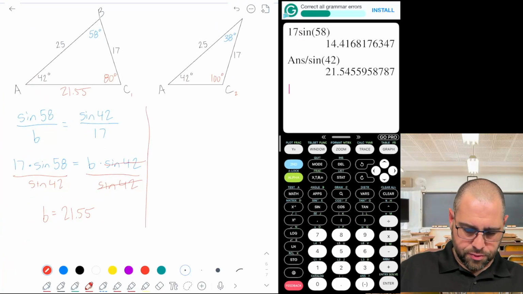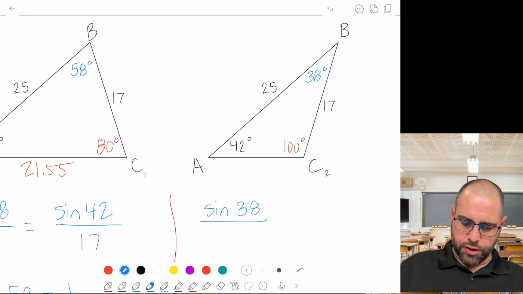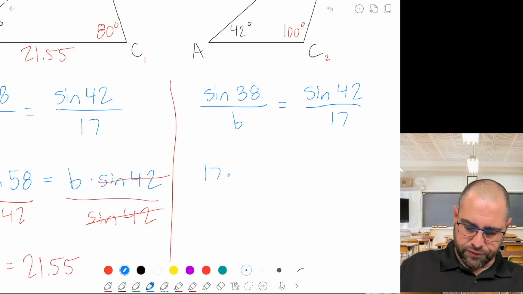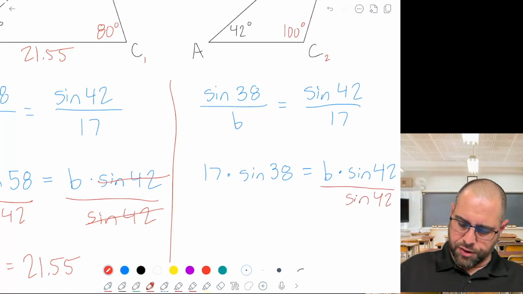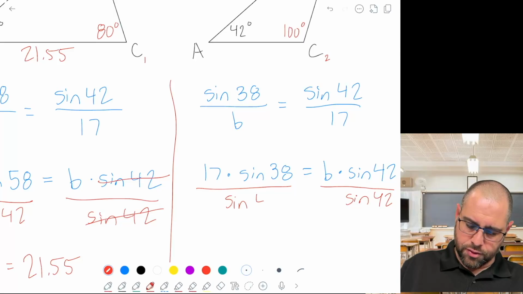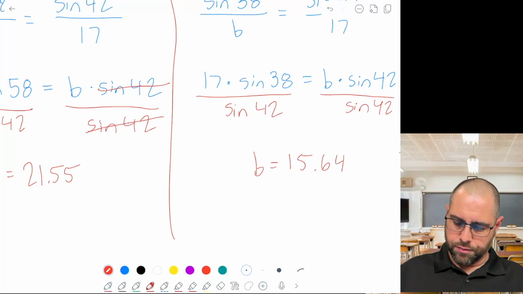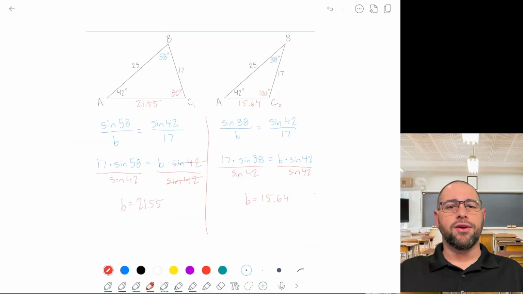Then, doing the same calculations with the other triangle, sine of 38 degrees over B equals sine of 42 over 17. So 17 times the sine of 38 equals b times the sine of 42. And again, we divide both sides by the sine of 42. And b equals approximately 15.64. Both solutions are viable. It has two answers. So guys, that's what it takes to do a side-side-angle case of a triangle. This is the ambiguous case, and I hope it helped.